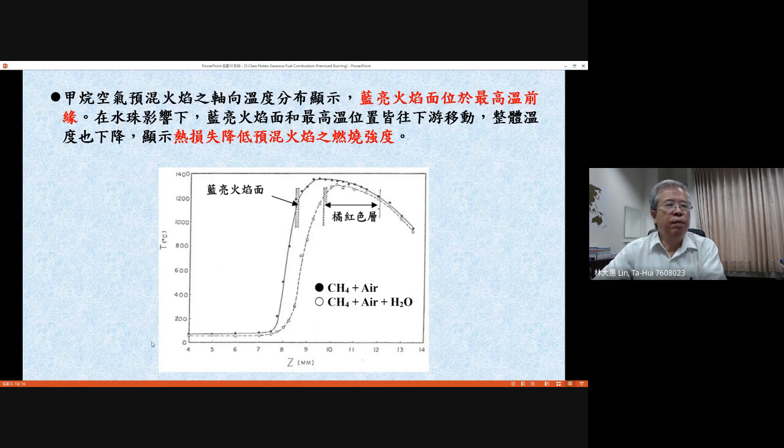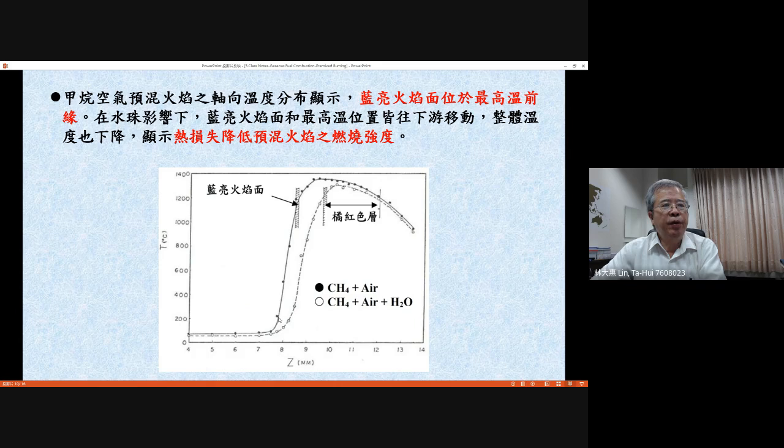When you do the measurement, at Z equal to 4, a 4 millimeter distance away from the exit plane of your burner, the temperature is around 20, maybe 24 or 40 something. This is very close to the room temperature, and it stays almost the same until you reach about 7.5 millimeters.